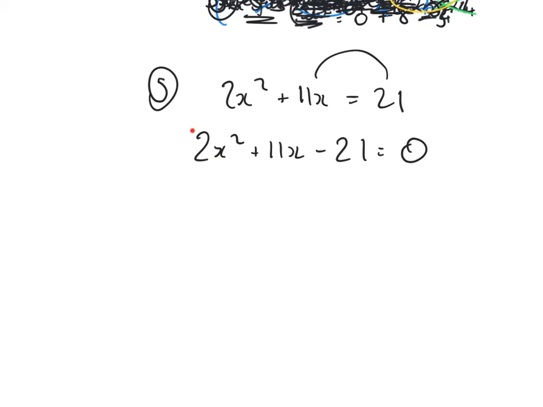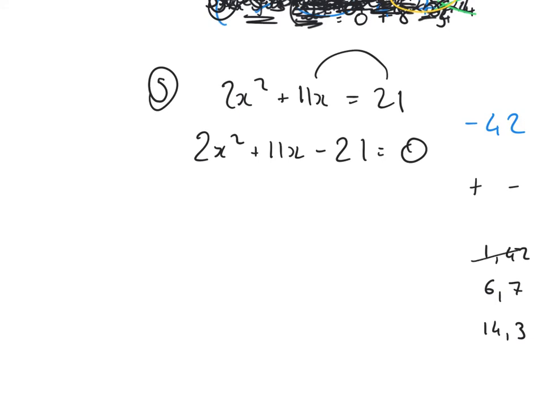Next step, get my number up at the side. 2 times minus 21 is minus 42. Okay, so the product is negative, therefore the signs must be different. Okay, so combinations for 42, 1 and 42, 6 and 7, is that it? No, there's also 14 and 3 that I need to remember. Okay, so I need to use one of these pairs to go in here and add together to give 11.